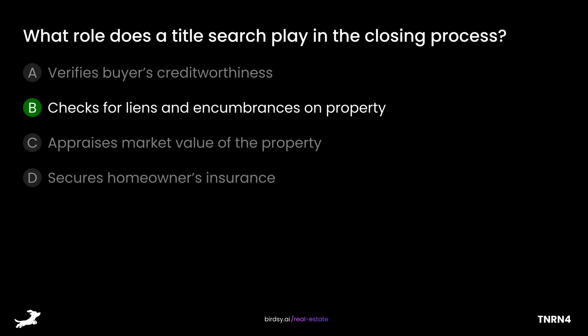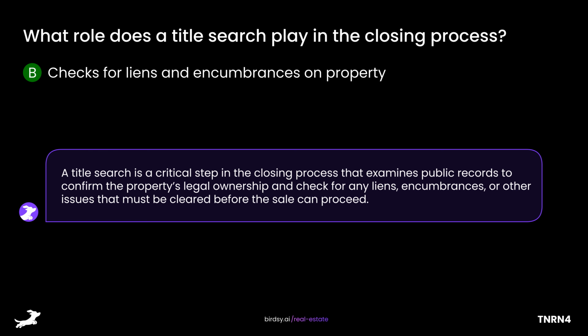The answer is B, checks for liens and encumbrances on property. A title search is a critical step in the closing process that examines public records to confirm the property's legal ownership and check for any liens, encumbrances, or other issues that must be cleared before the sale can proceed.